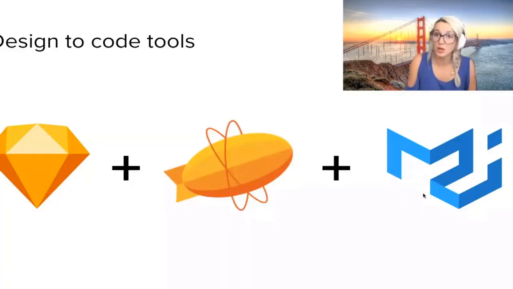We used a couple tools. We used Zeplin primarily for the designer to developer hand-off. This allowed us to easily pull images and get code attributes and things like that. And then we had a shared design library that we used both on the Sketch side as well as in the code, which was Material UI.